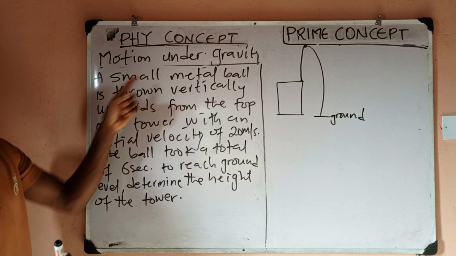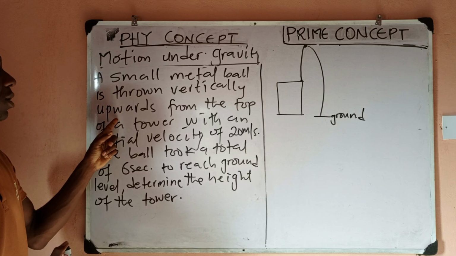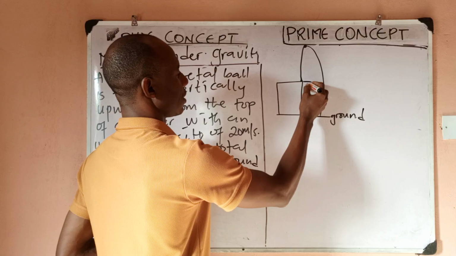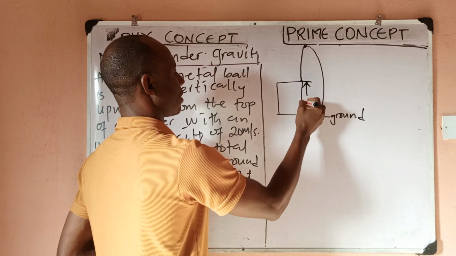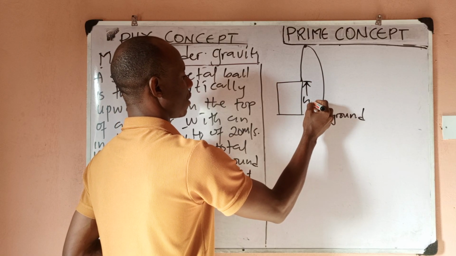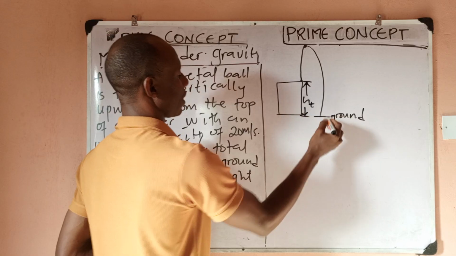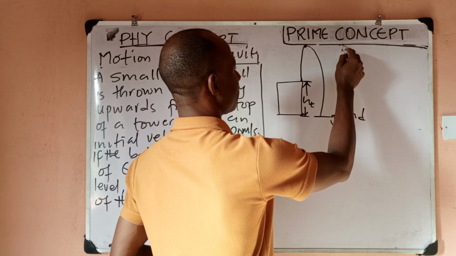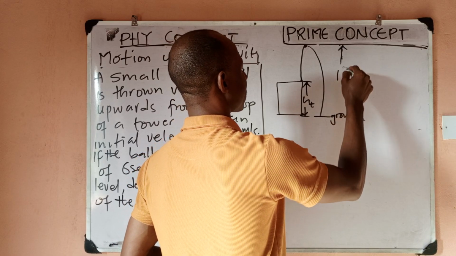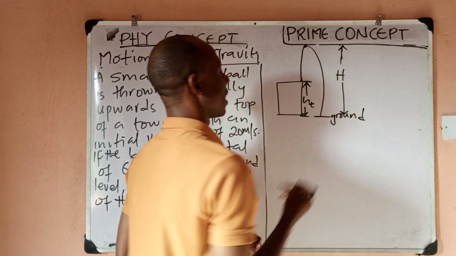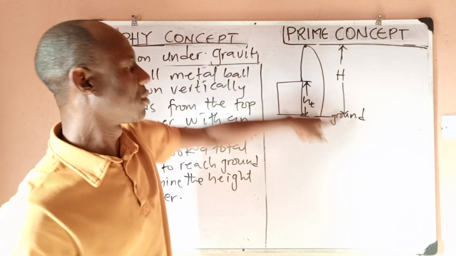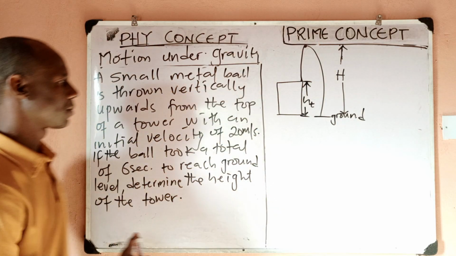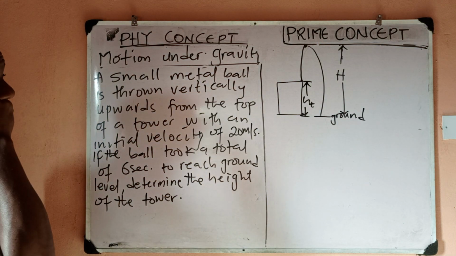So a small metal ball is thrown vertically upwards from the top of a tower. And let us call the height of this tower, HT, height of the tower. Then this total height, I'm going to call it capital H. The total height simply means from the ground level to the highest point that the ball attained. So we have two heights there, so take note of it.